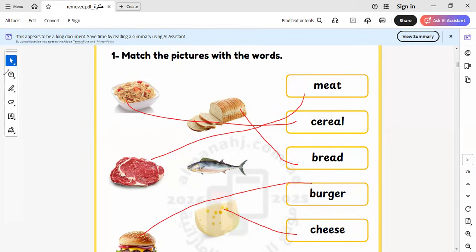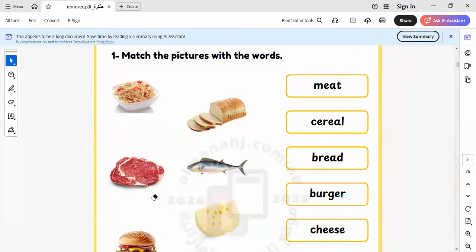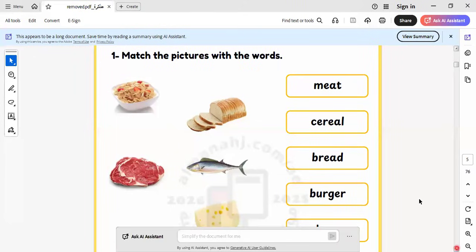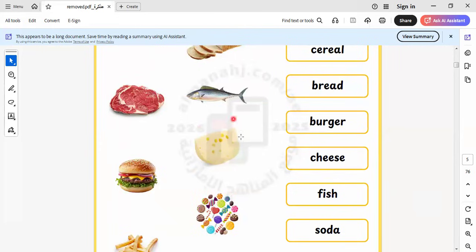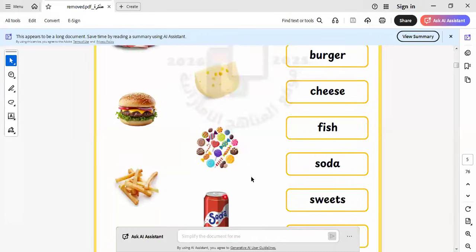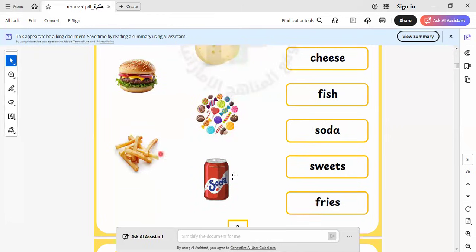I will go to the rest of the sentences because I don't want the line to move with me. Here we have fish. Where is fish? This one. So I select fish by this one. This is called fish. Soda is below this picture. Where is soda here? I select this one by this one. Sweets, this one by this one. Fries, this one by this one.